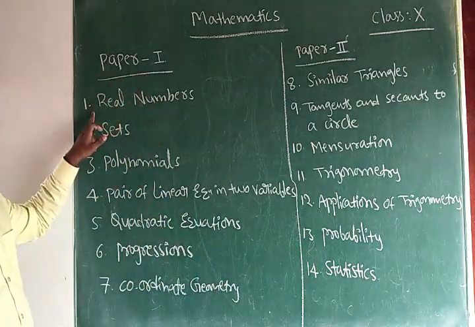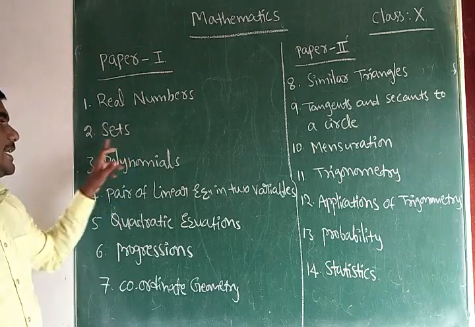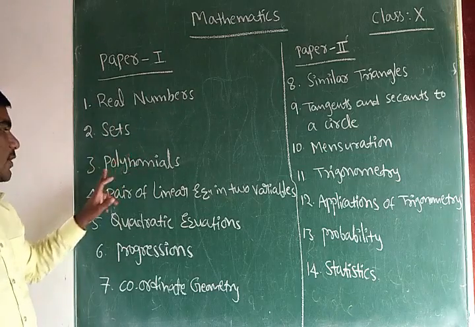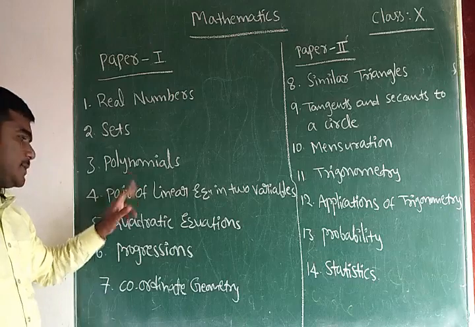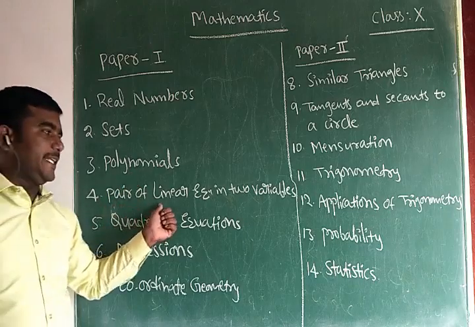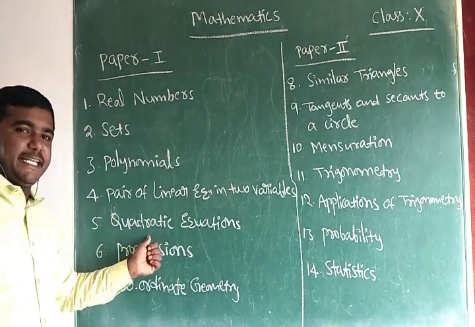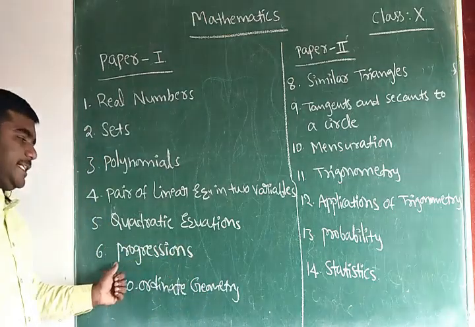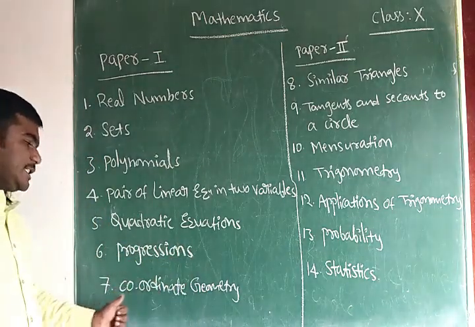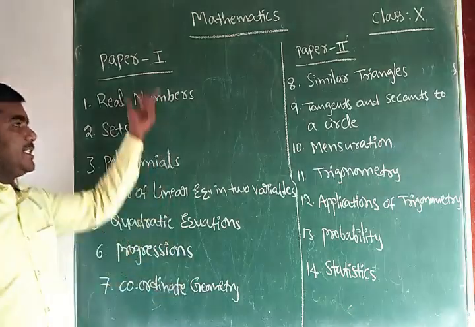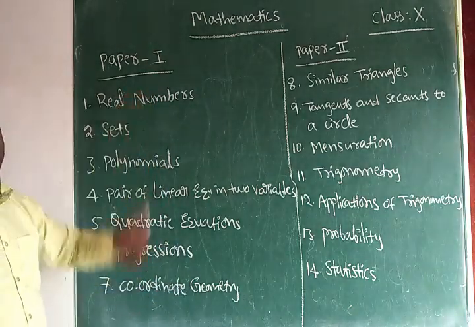Paper 1. First chapter is real numbers. Second chapter, sets. Third chapter is polynomials. Fourth chapter, pair of linear equations in two variables. Fifth chapter is quadratic equations. Sixth one is progressions. And seventh one is coordinate geometry. These 7 chapters come under paper 1.